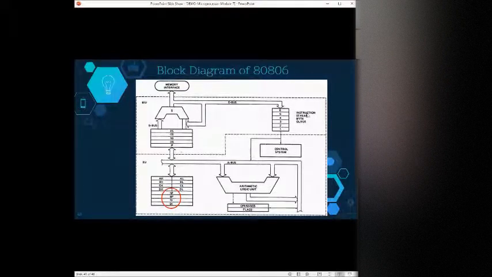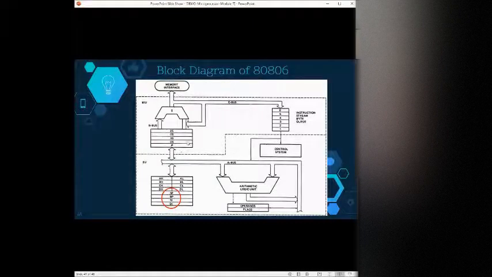Yeah, it's written: instruction queue. And this part is the segment register. Now, this part is what we call the general purpose register. Remember that. The instruction queue stores up to 6 bytes of data.